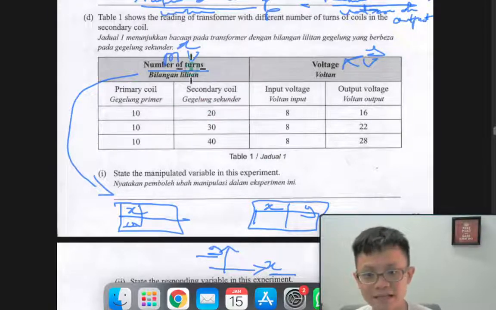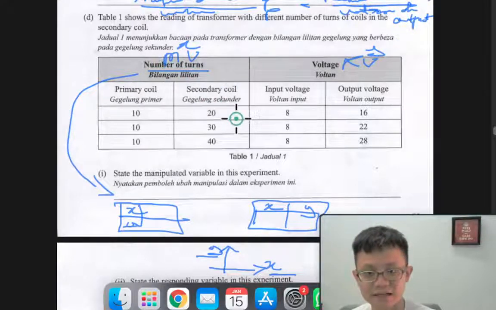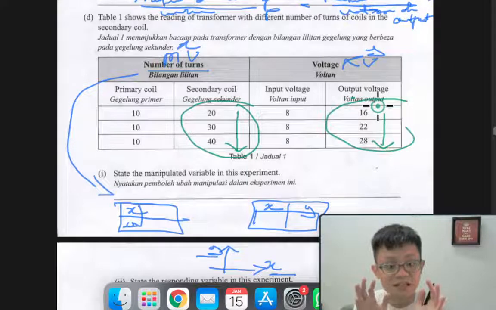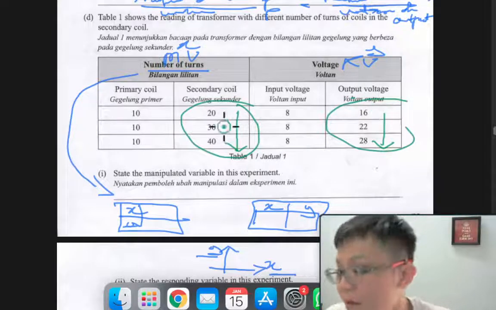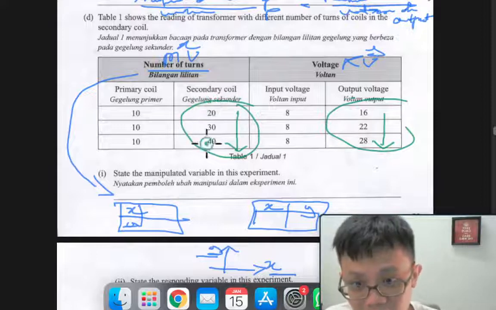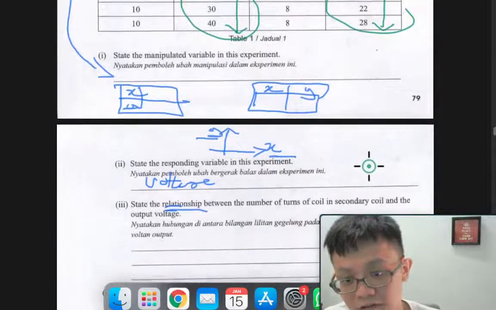Okay, so we can see the manipulated variable is the number of turns. If the number of turns in the secondary coil increases, the output voltage increases. You see or not? That is the relationship. What is the relationship you can see from the table? The relationship you can see from the table is, if the secondary coil increases, the output voltage increases.